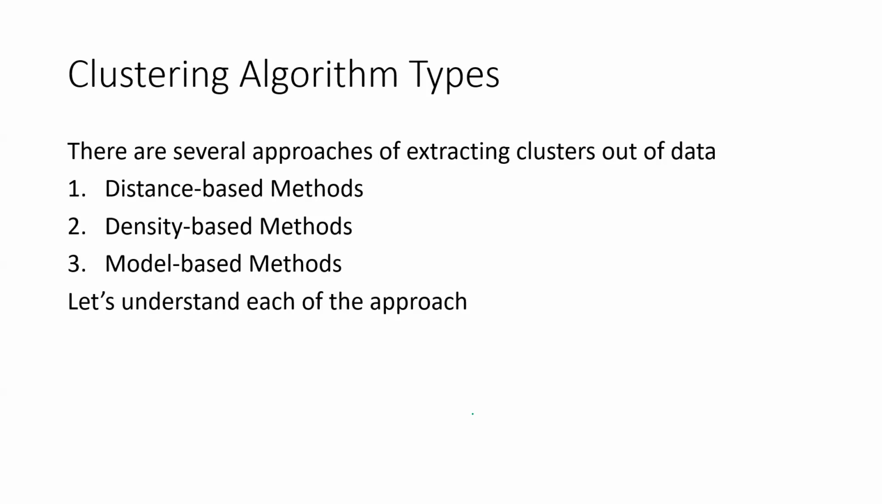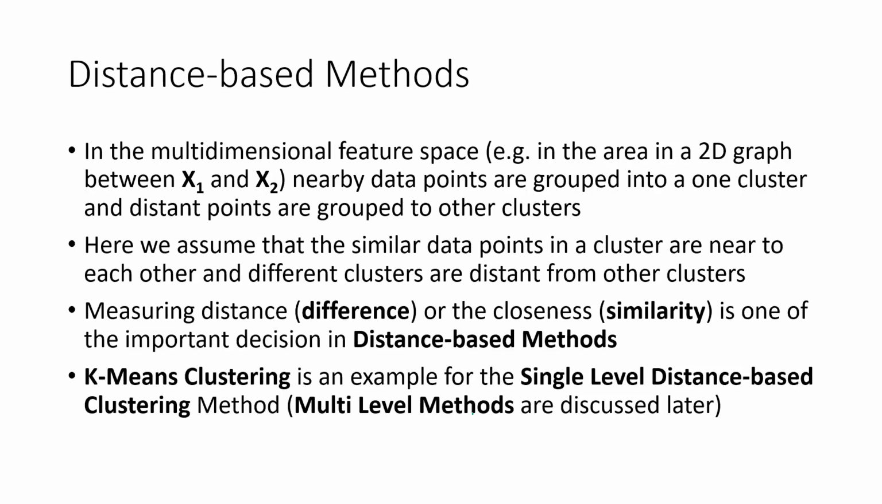There are different ways of categorizing clustering. Here I have categorized them into 3 different types: distance based, density based, and model based. Let's understand each of the types. The first type is known as distance based. You know what a distance is, right? Distance is the distance between two data points in a multidimensional vector space.